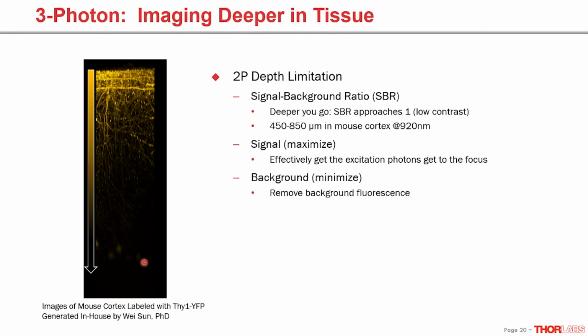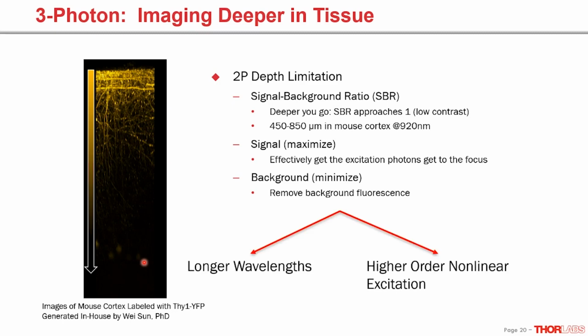and you want to minimize the background, so removing any additional background fluorescence. 3-photon microscopy achieves this by using longer wavelengths and higher order nonlinear excitation. By higher order nonlinear excitation, I mean the fluorophore is absorbing 3 photons simultaneously as opposed to 2 photons simultaneously.